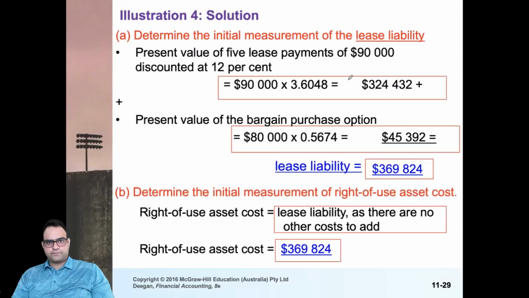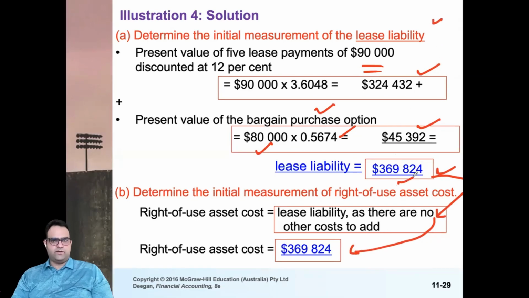So in this case, the present value of the 5-year lease payments of 90,000 each is discounted at 12%. This will be the lease value. The bargain purchase amount is already given, and will be this value. So the total lease value will be 369,824. However, in this case, there is no direct cost. So since there is no direct cost, the lease value or the liability value is equal to the asset value, because the right-of-use cost is the same as the liability, as there is no other direct cost incurred.